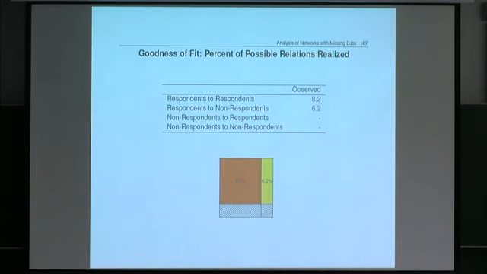Okay, another goodness of fit metric that we can look at is the percent of possible relations that are realized. And here, this is the same schematic I was showing before, where this upper left block represents dyads between respondents and respondents, and this is nominations by respondents to non-respondents.